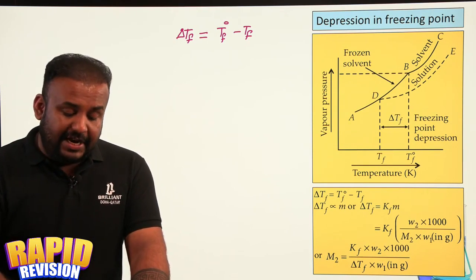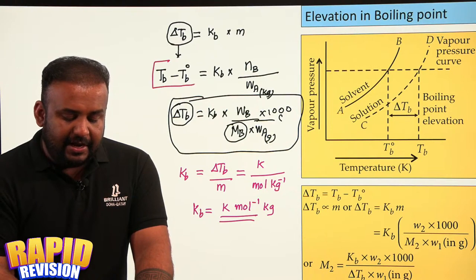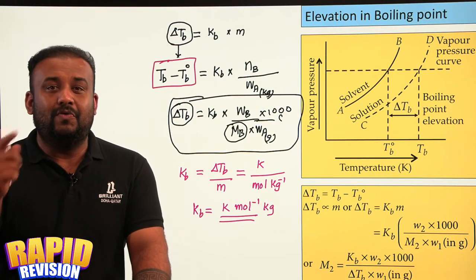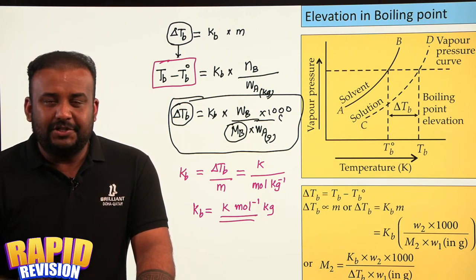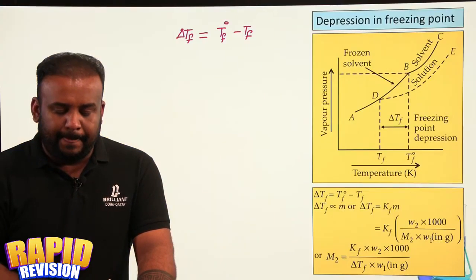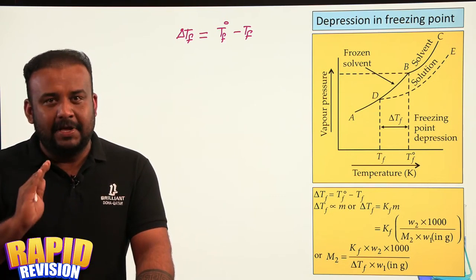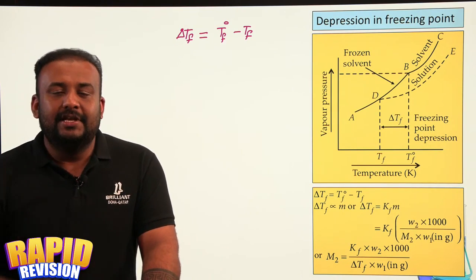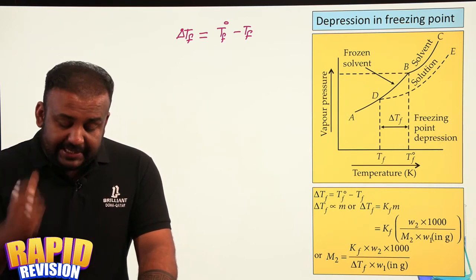But remember, in case of delta TB, what did we take? It is TB minus TB0. Why? Because TB is bigger. All of you understood that difference clearly? See, these are all very silly mistakes that may happen when we write the exam. That's why I'm insisting on all these points. So please focus. So T0F minus TF.